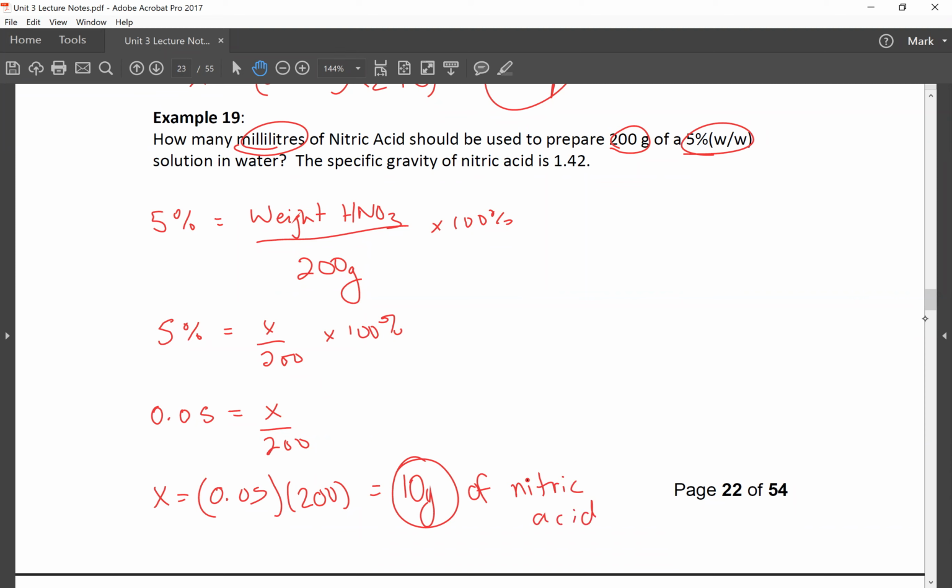It's asking me for how many milliliters. So I'm going to use equation number 8 to solve this. Equation number 8 says that the volume of a liquid is equal to the volume of equal weight of water. I don't have enough room, so I'm just going to write volume of equal water, divided by the specific gravity.